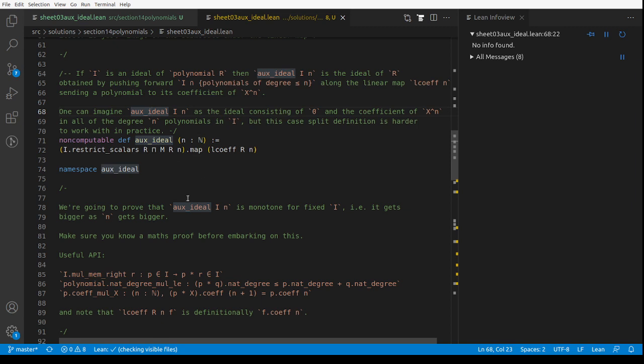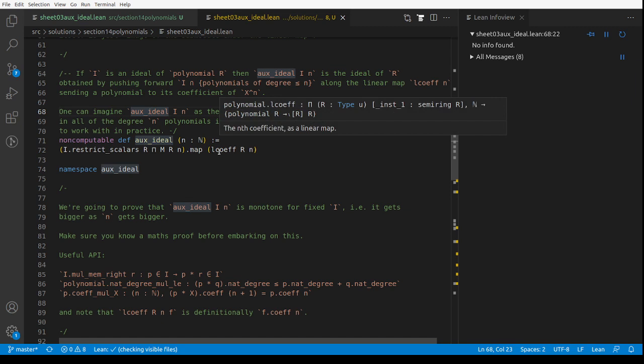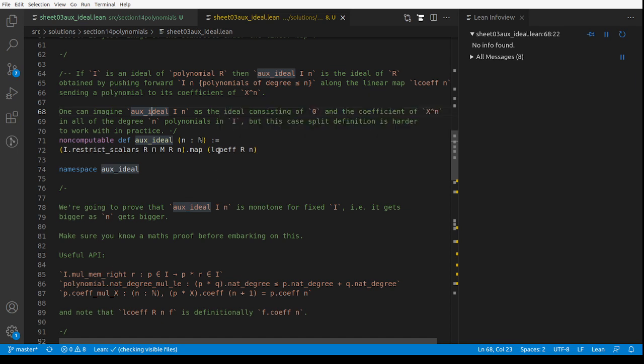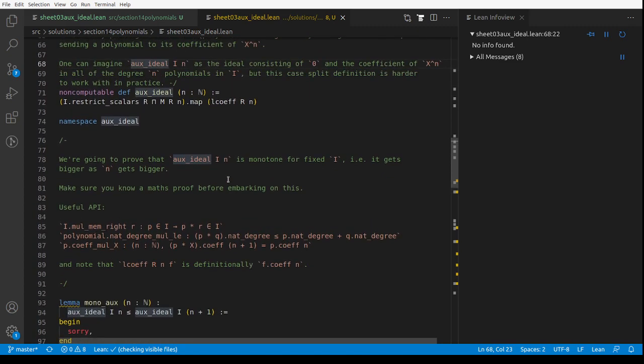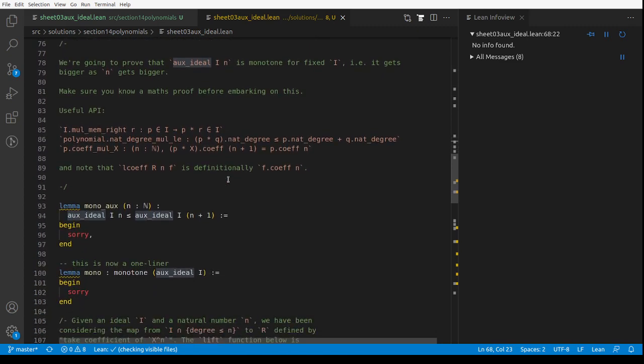And the image of an ideal is an ideal. The image of a submodule is a submodule as long as the map is an R linear map. And that's exactly why we use L coef, not coef. So there's the definition of the auxiliary ideal.